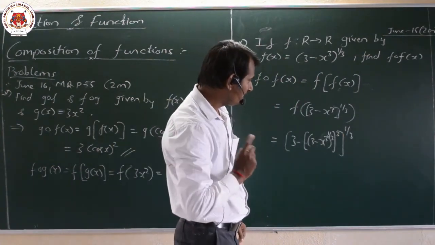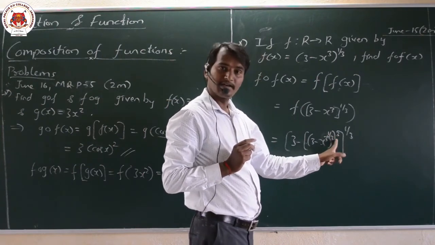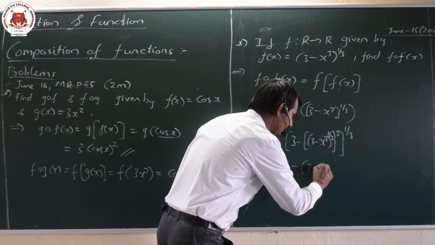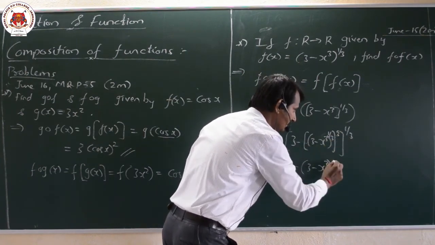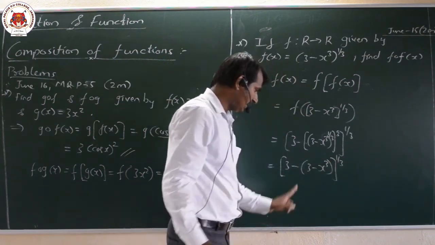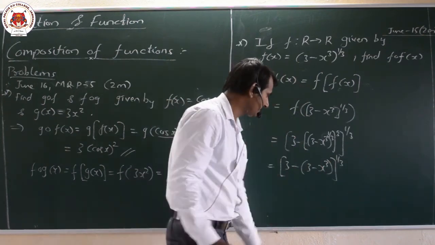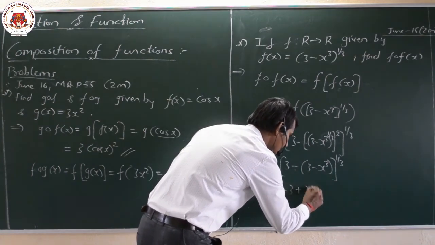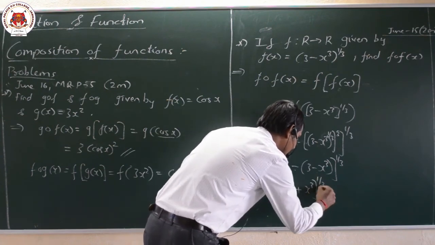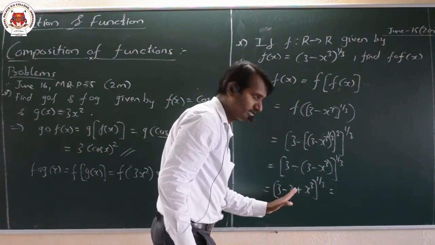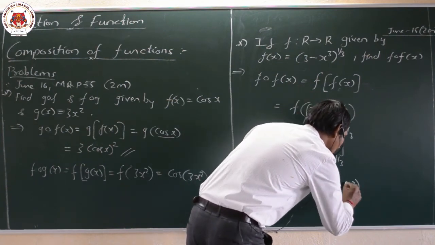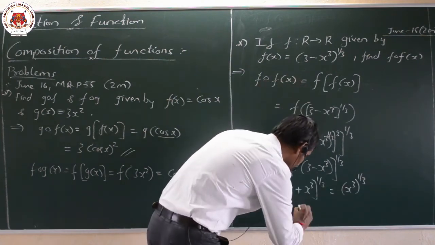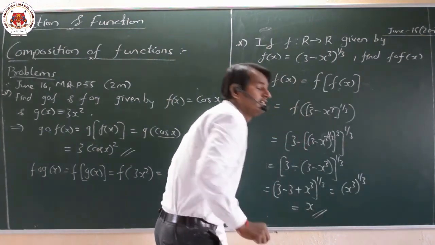Now 1 by 3 and 3 get eliminated. What we got here is 3 minus x cube, whole raised to 1 by 3. Now I will open the brackets. So we get 3 minus 3, minus into minus plus, x cube whole to the power of 1 by 3. Here 3 minus 3 is 0. What we got is x cube whole to the power of 1 by 3. Again 3 into 1 by 3 get eliminated. So the value we get is x.